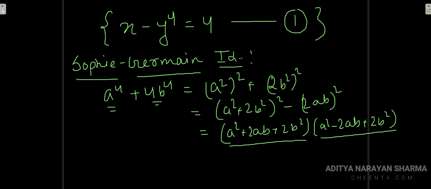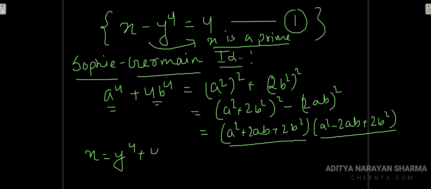Now can we use this in our equation? Yes, indeed we can, because, and I forgot to mention an extra fact, x is a prime here. So using the Sophie-Germain identity, we can write x equals y to the power 4 plus 4. We can always write this as y to the power 4 plus 4 into 1 to the power 4, which exactly correlates with the Sophie-Germain identity. So it is clear that we can actually factorize the right hand side.